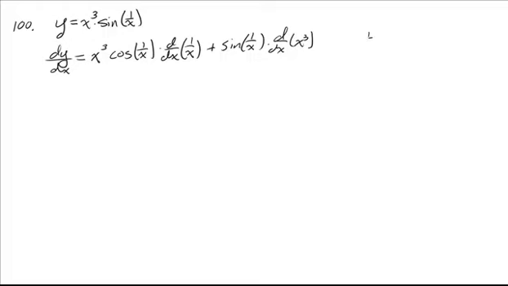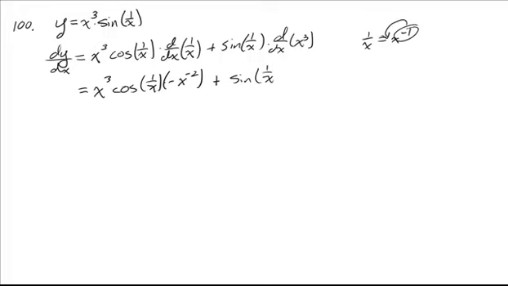Now, as a reminder, 1 over x is x to the minus 1. So when we go to take this derivative, it's just a power rule. So you have x cubed, cosine of 1 over x, the derivative of x to the minus 1. You bring the negative 1 in front, so that makes a negative x, and then you decrease the exponent by 1. Negative 1 minus 1 is minus 2. Plus, now here we've got sine of 1 over x, and the derivative of x cubed is 3x squared.